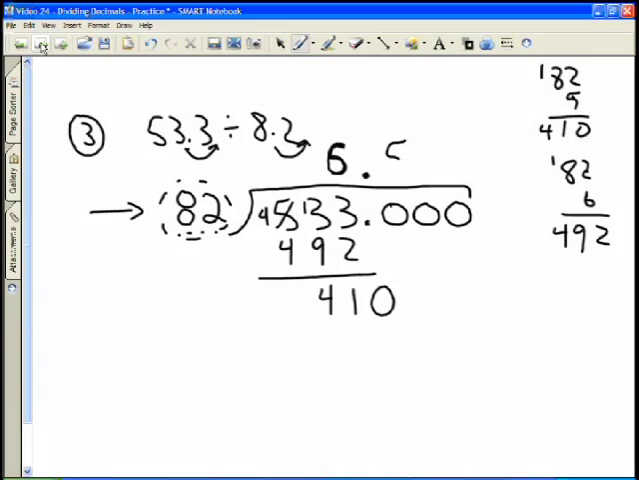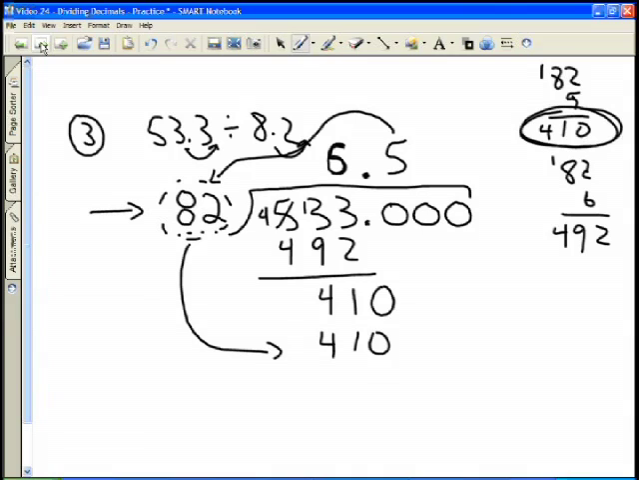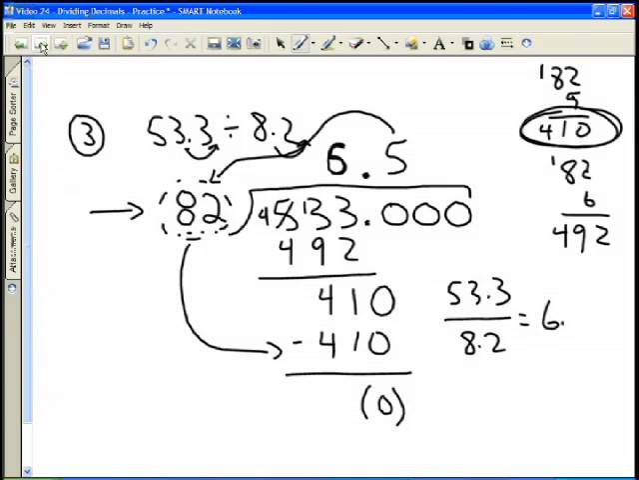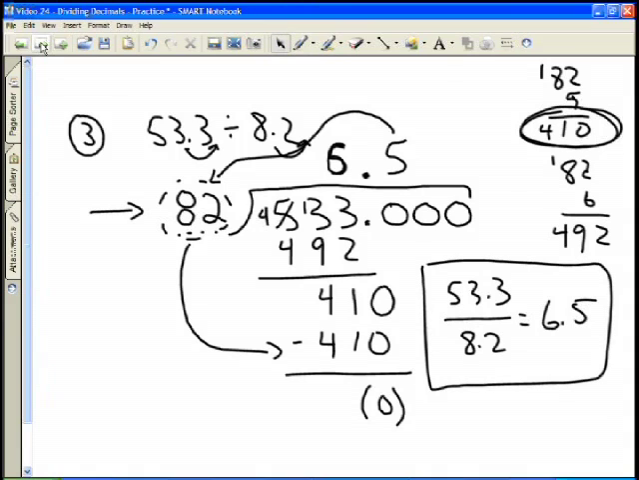And I'm going to say the closest number is 5, and 82, if you look over here, 82 times 5 is 410. So one more time, multiply what's on top by what's in front, write it underneath with the subtraction, and we get a remainder of 0. So 53.3 divided by 8.2 is equal to 6.5. So that gives you some practice with dividing decimals.